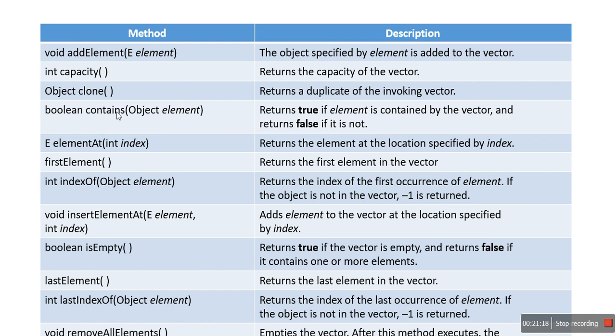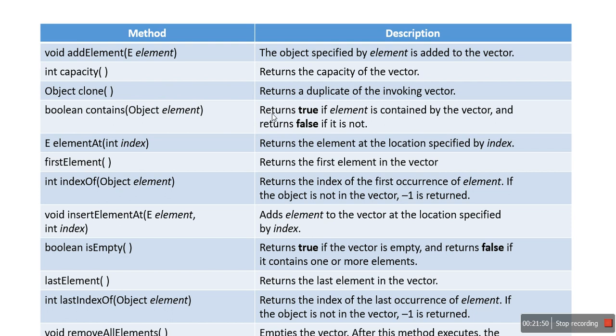So the contains method is used to check whether a particular element is present within a vector. For example, we have a vector v, and we call v.contains with any element. If it is present within that vector array, it returns a true value. If it is not present within that vector array, it returns a false value.